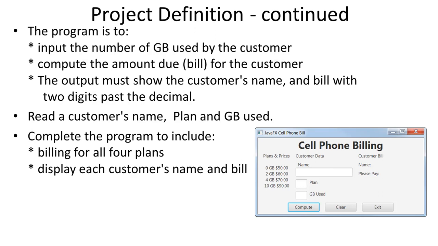The program is to input the number of gigabytes used by the customer, compute the amount due, the bill, for the customer. The output must show the customer's name and bill with 2 digits past the decimal. Read a customer's name, plan, and gigabytes used. Complete the program to include billing for all 4 plans. Display the customer's name and bill.